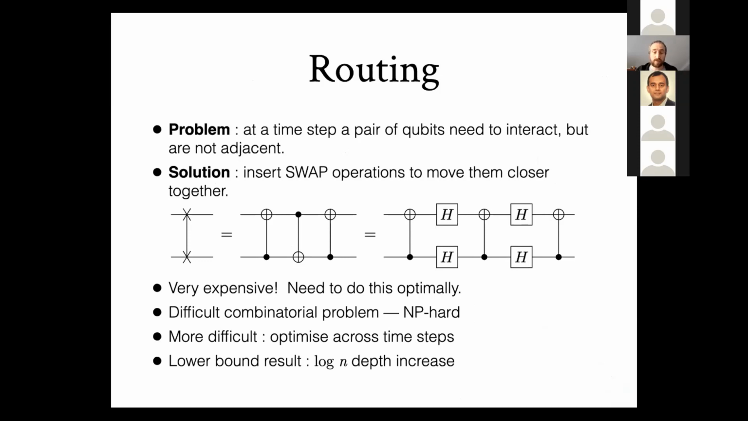So the effect of a swap is basically to exchange 2 qubits. And as you can see from my equation here, a swap gate requires 3 CNOT gates and 2 Hadamard gates. So that is quite an expensive little subcircuit. So we don't want to do that if we can avoid it. Finding the optimal solution to this problem is NP-hard, and that's just to do it across one time step. If you want to do it across the entire depth of the circuit, that's much more difficult.